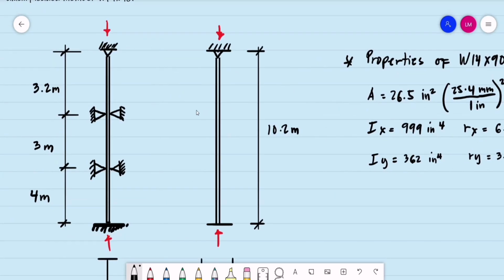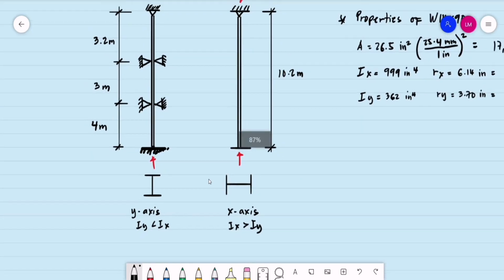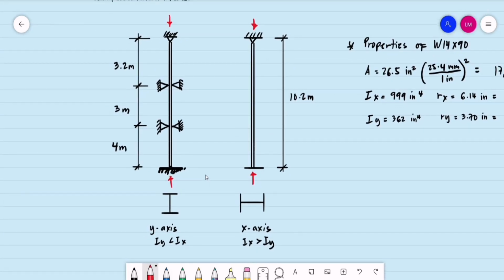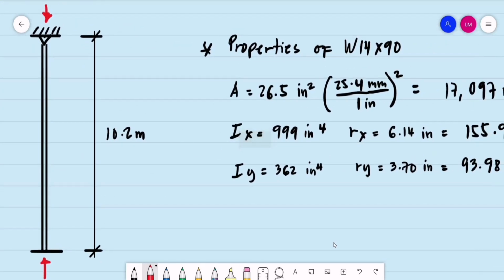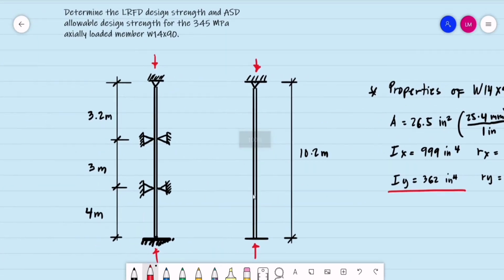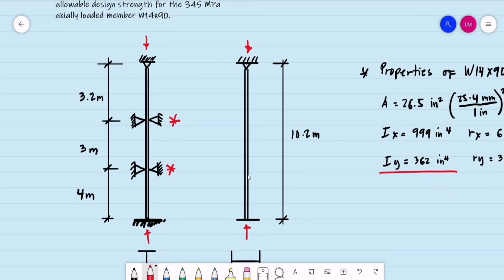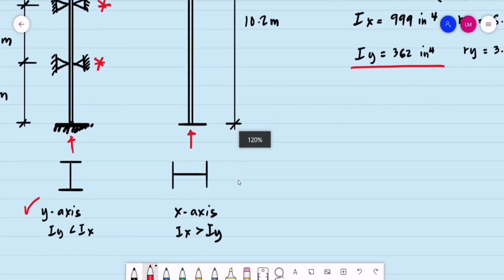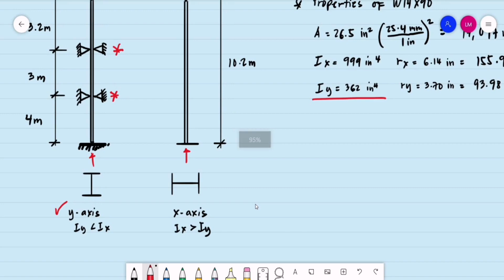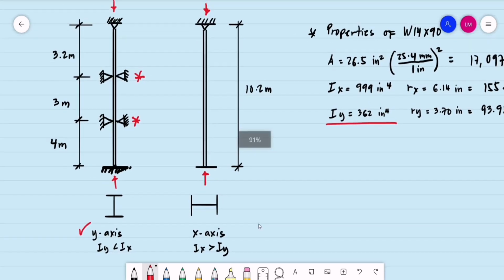So if you are to observe our column, again, this is for the first figure, this is the y-axis. As you can see, the moment of inertia with respect to the y-axis is our weaker axis. We have 362 inches raised to 4 for its moment of inertia. That's why it is laterally supported, just to reduce its unsupported length. Then our stronger axis, this is the orientation, the x-axis, we have a greater moment of inertia with respect to the x-axis.